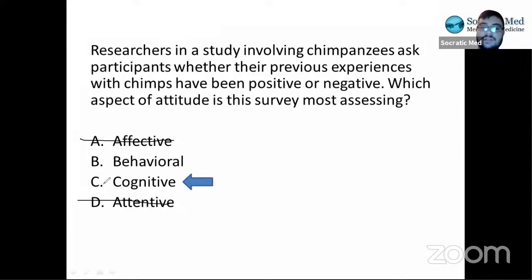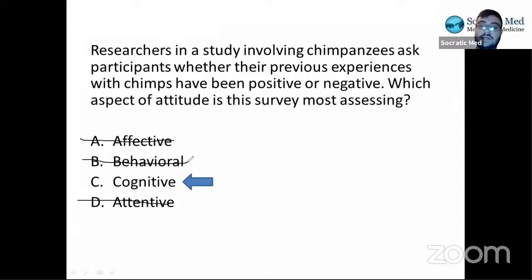Now between B and C, the reason it's not B is because it's really hard, through a survey, to test for your behavioral aspect of attitude, right? Because like I mentioned, behavior is an action. So the way you would usually test a behavioral aspect is by having somebody actually perform some kind of action or some kind of physical thing, right? It wouldn't really be by doing a survey.